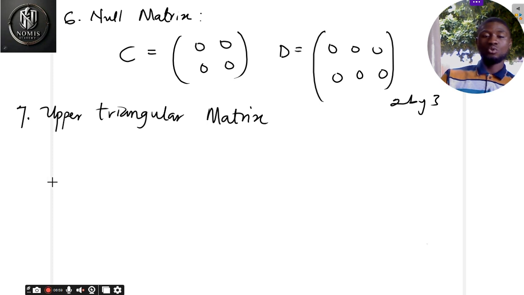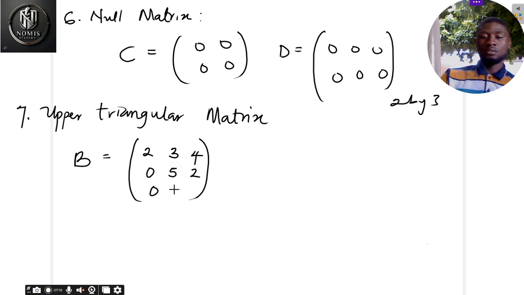Let's take an example to explain that. Let's say matrix B is an upper triangular matrix, and let's take the elements in that matrix. Let's say we have 2, 3, 4, 0, 5, 2, 0, 0, 7. Now this example of a matrix you're seeing on your screen is an upper triangular matrix. Why? Because below the principal diagonal, the elements are just zeros.